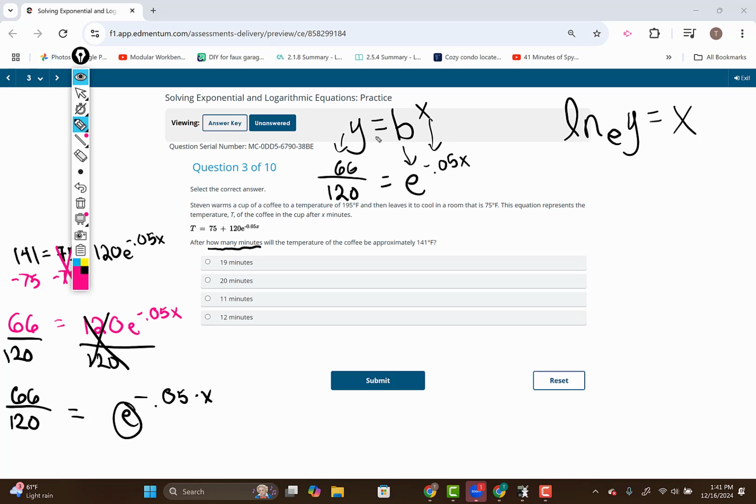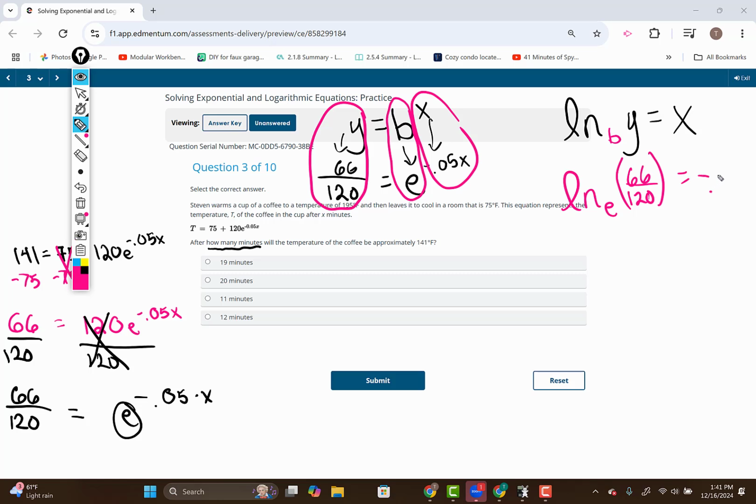The base in this problem, and really it's going to be e, but really that should be b right there. But the base is e, so I jumped the gun a little bit. So it's going to be the natural log base e. The y value is 66 over 120, so it comes next. Equals x, which isn't just x, but it's negative 0.05 times x.